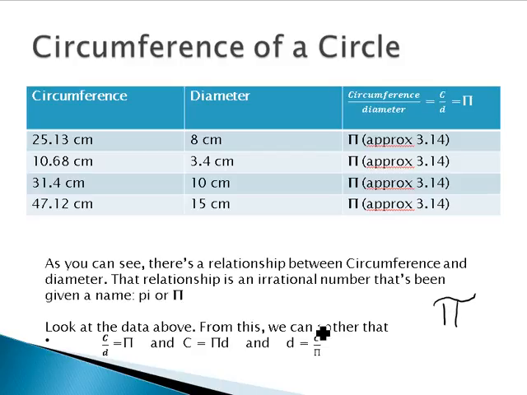So if you look at this data above, you can see 3 different equations you can make from this. The circumference divided by the diameter is going to give you pi. Look at that, 25 divided by 8, it's around 3. Also, the circumference is equal to pi times the diameter. So here, 25.13 is equal to about 8 times 3, or 24. It's around the same. And diameter is equal to circumference divided by pi. So 10 diameter is equal to the circumference divided by pi: 31.4 divided by 3.14 is 10. So we have those 3 equations. I'm going to show you the rest in part 2.